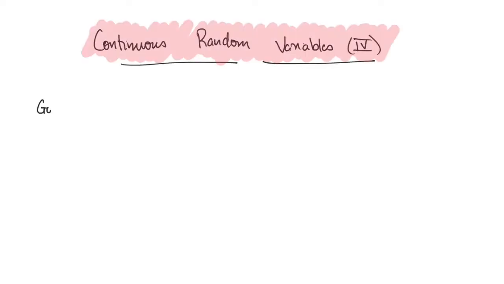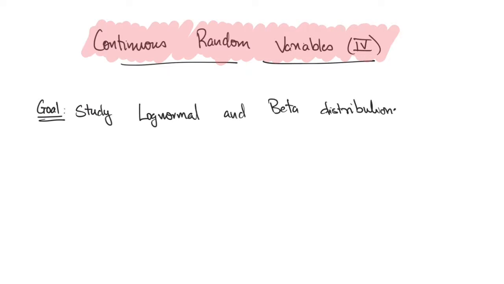In today's video, we will continue with our discussion on continuous random variables. This is the fourth and the final video in a four-part series. The goal in this would be to introduce the log normal and the beta distributions.